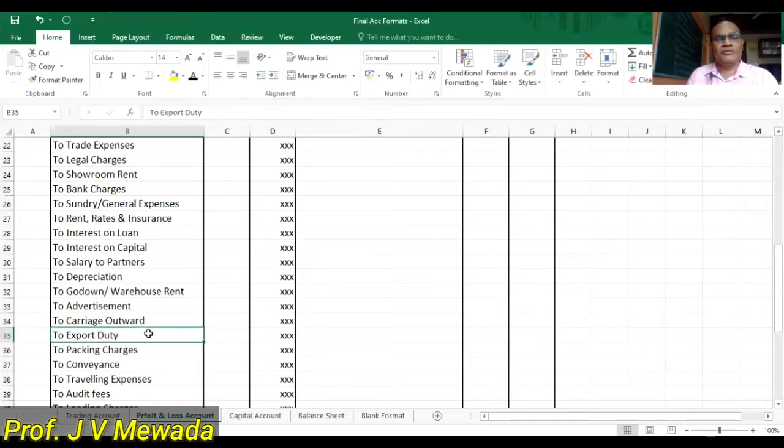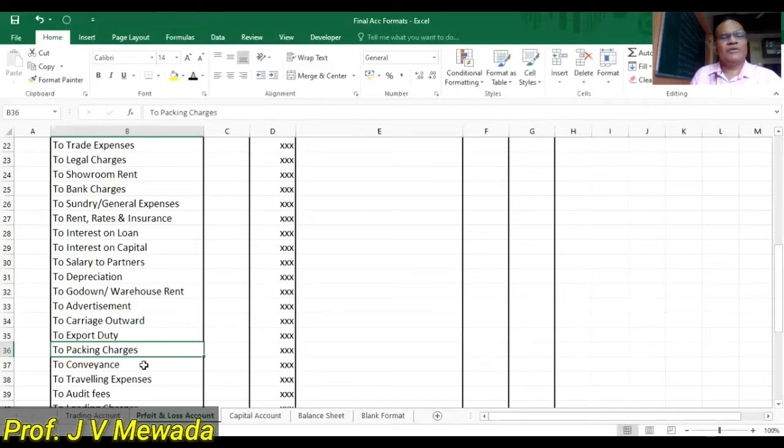Then export duty. Export means sale only, sale to outside countries. So it is to be recorded in the profit and loss account as an office expense. Packing charges. Sometimes we are buying goods and then we do some packing and then we are selling these goods. So packing charges are again office expense related to sales. So we are charging to profit and loss account on the debit side.